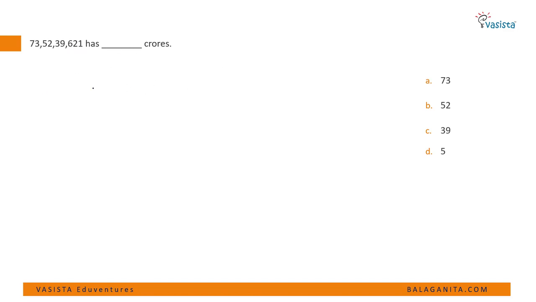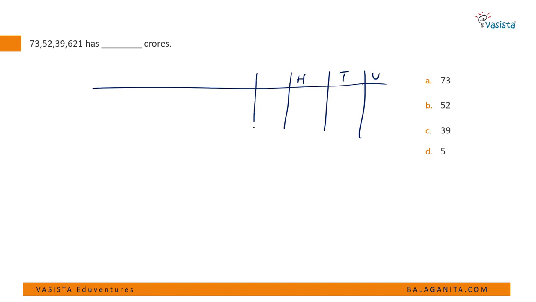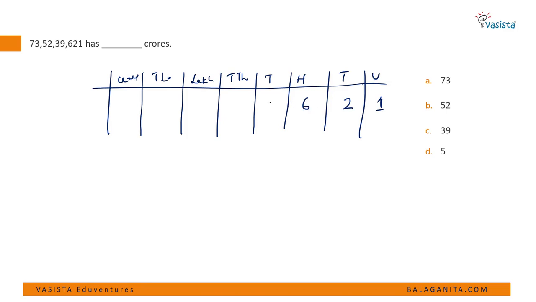So write down here, right? So that is going to be unit, right? Then tens, hundreds, thousand. So 10,000, lakh, then 10 lakh. Right, then crore, that is 1 crore. Let us write down here 1, 2, 6, 9, that is 9,621.